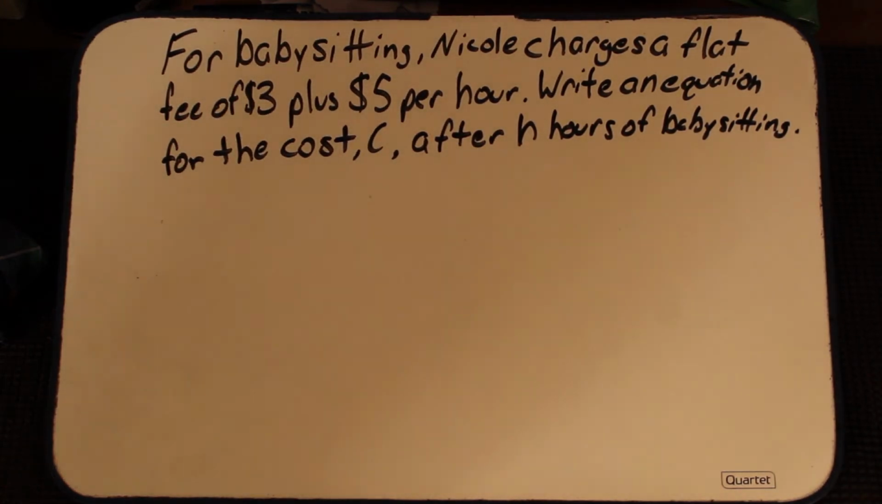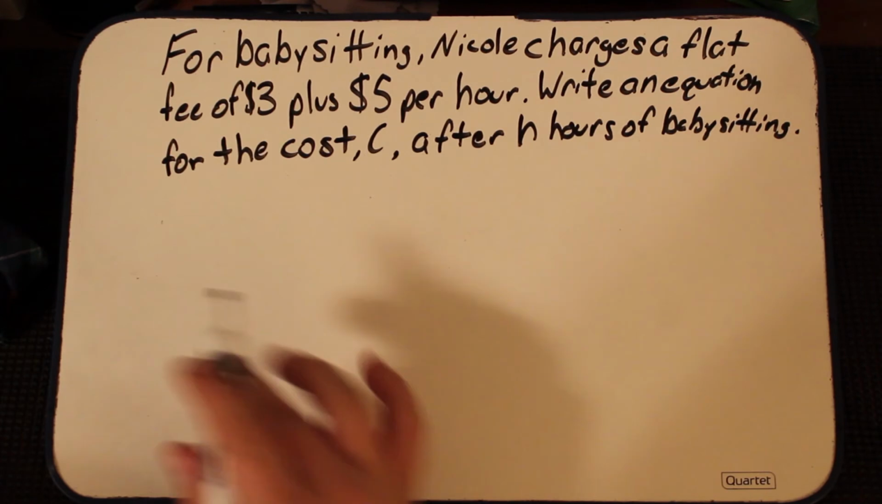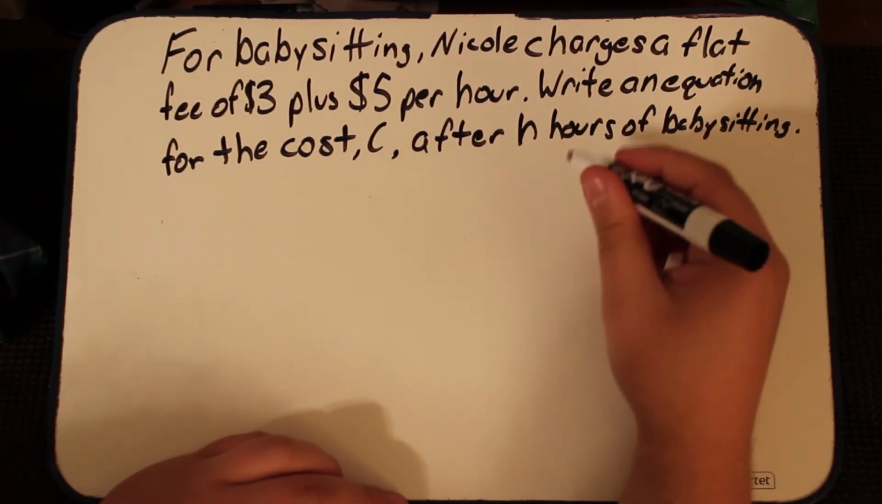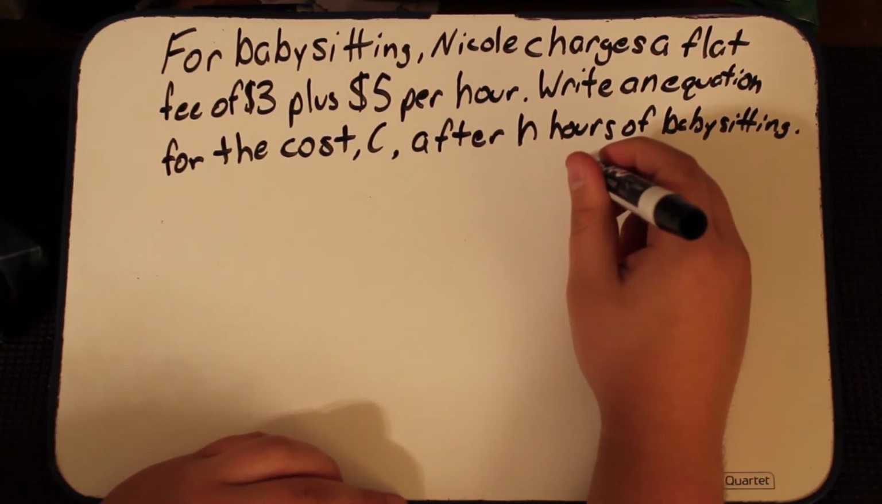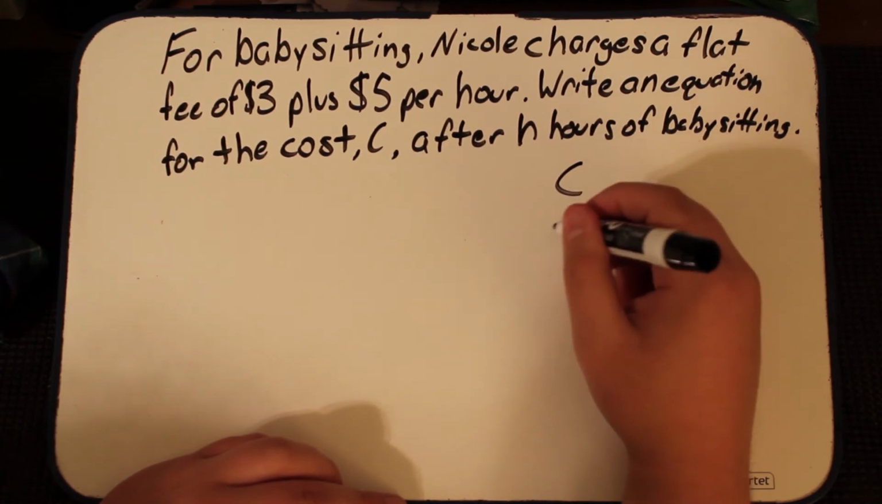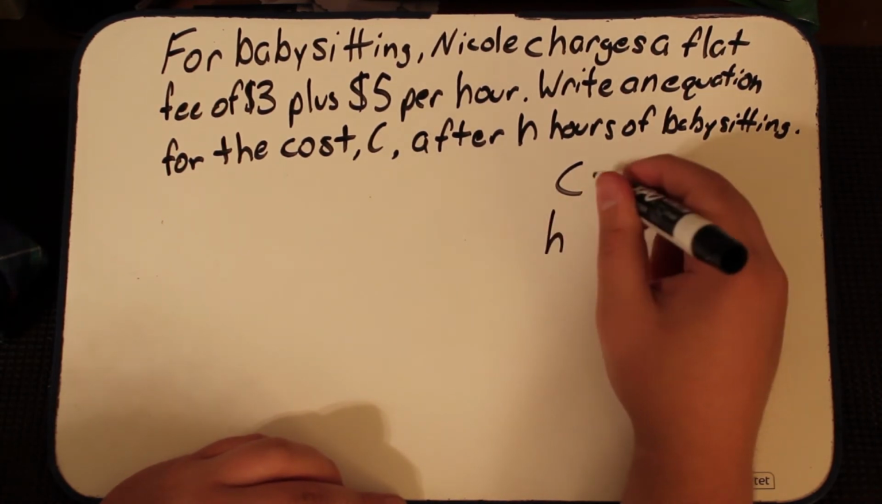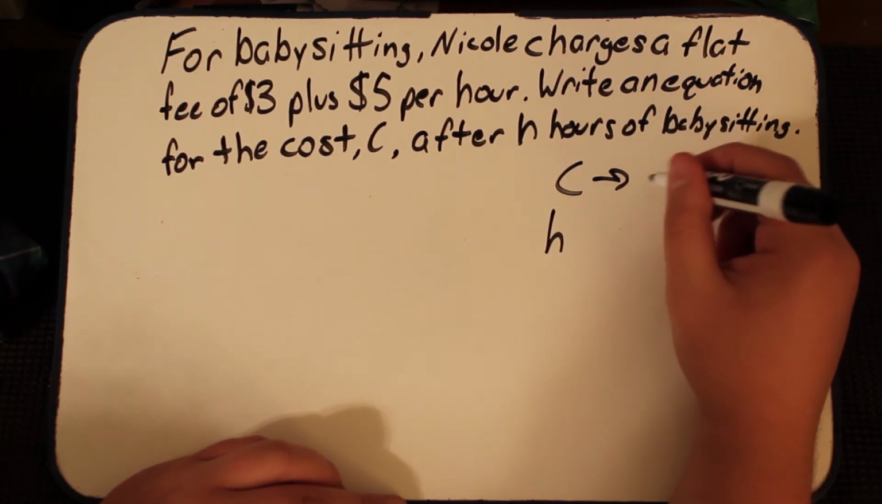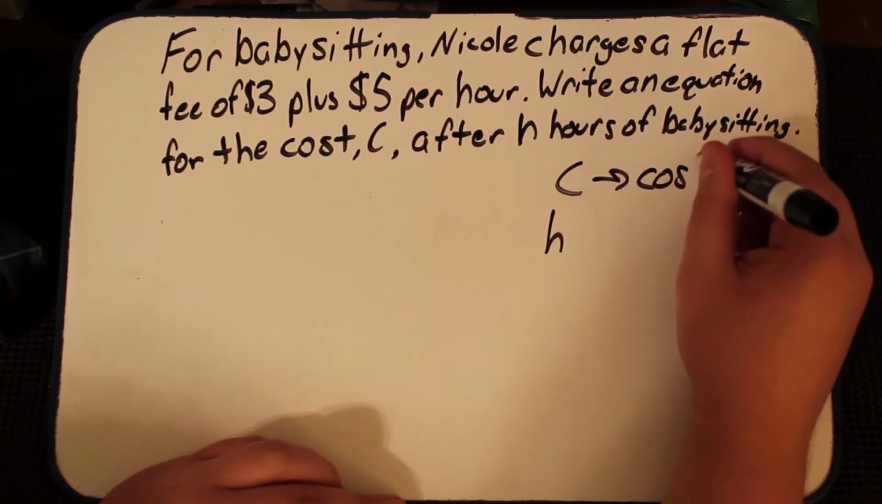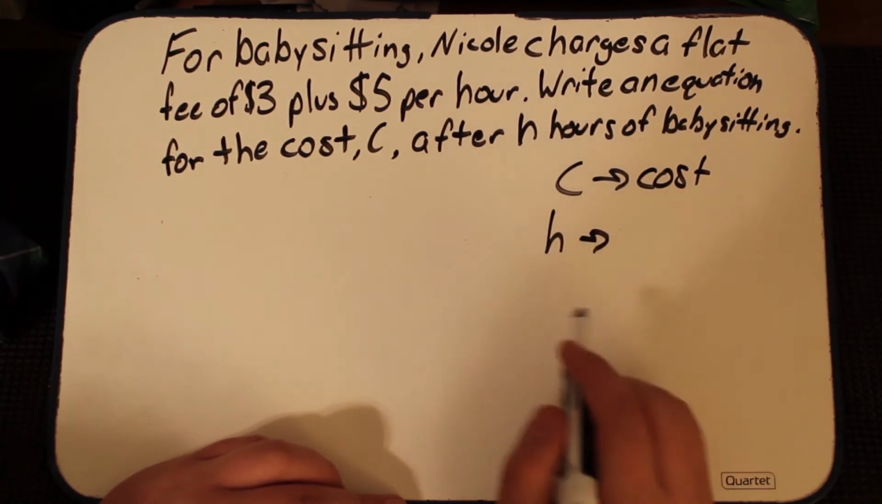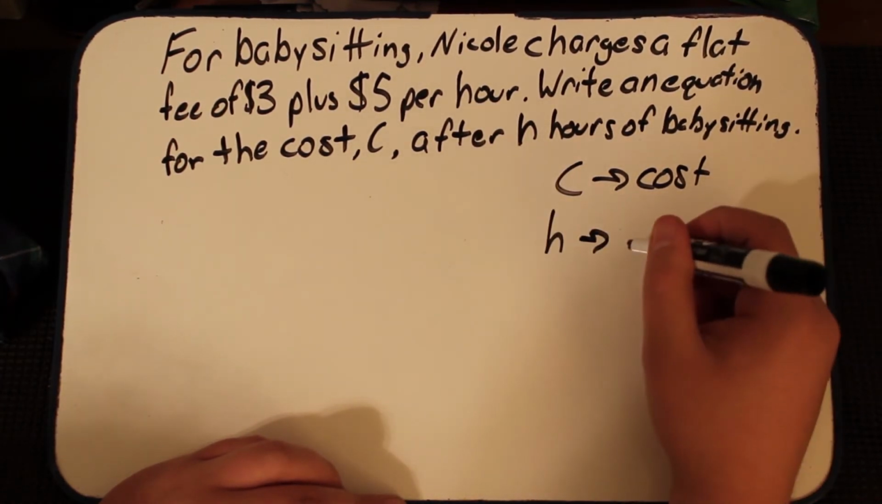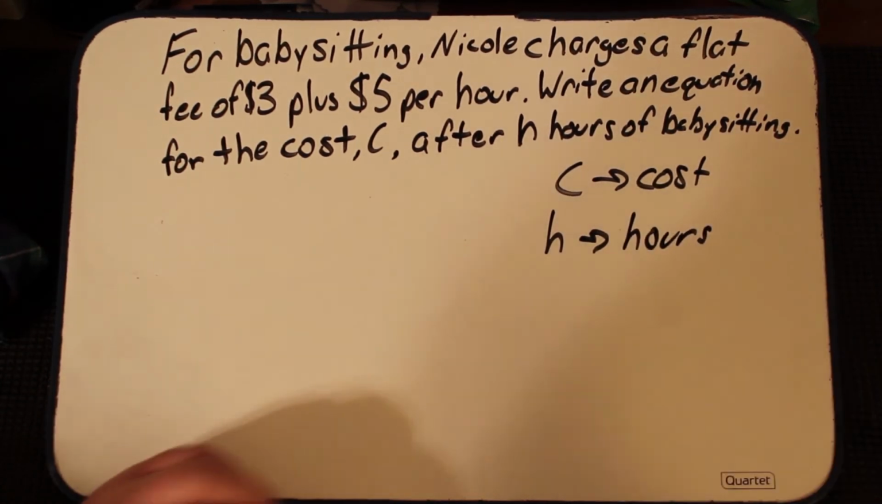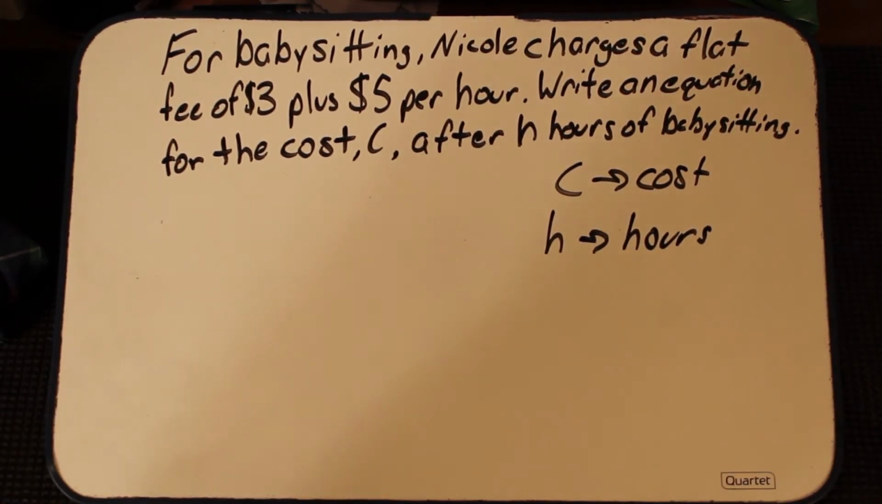First thing I want to do is define my variables. I know it's here, but I want to see it my own way. So I have C and I have H. C represents our cost. H represents our hours of babysitting, so I'm just going to put hours. Now that I have my variables defined, I can start writing my equation.